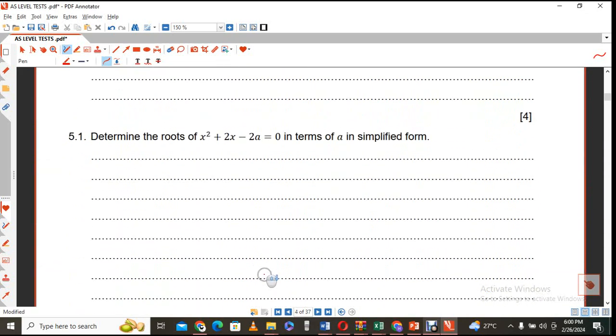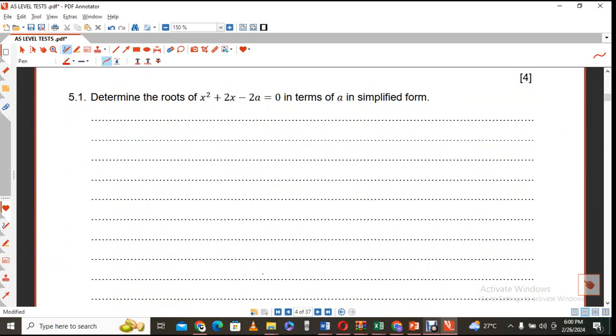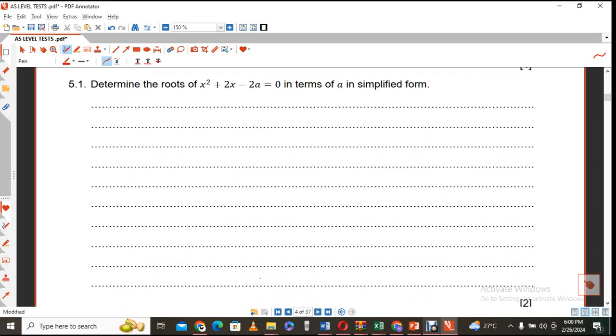Right. Now I have question 5. Question 5 is divided into a few sub-questions. First, they say you must determine the roots of x squared plus 2x minus 2a equals 0, and you must give the answer in terms of a in its simplest form.